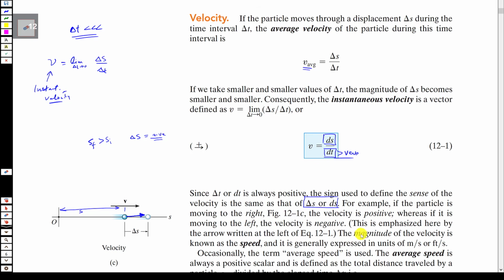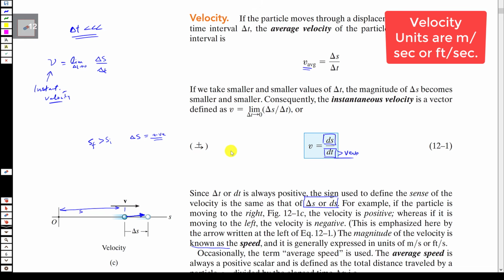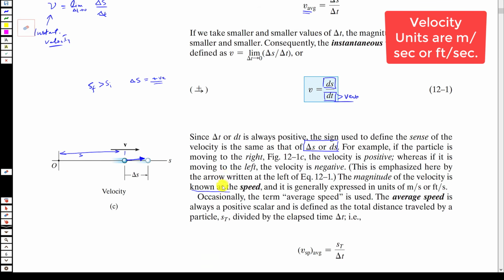And the magnitude of the velocity is known as speed. So the magnitude of the velocity will always be known as speed, and speed is a scalar quantity. So it has only magnitude and it has no direction. Sometimes we use the average speed.